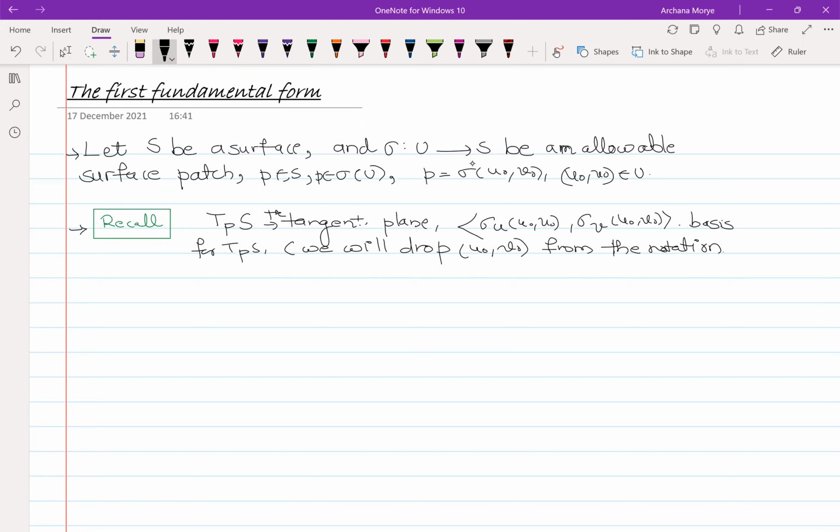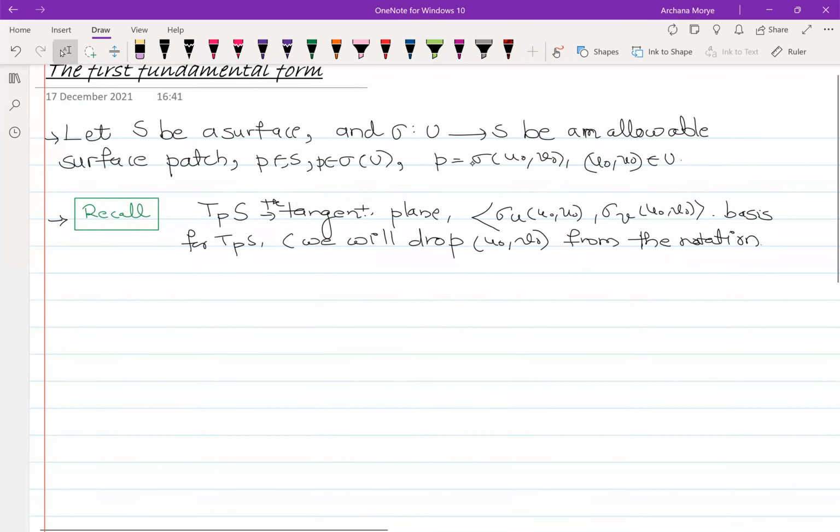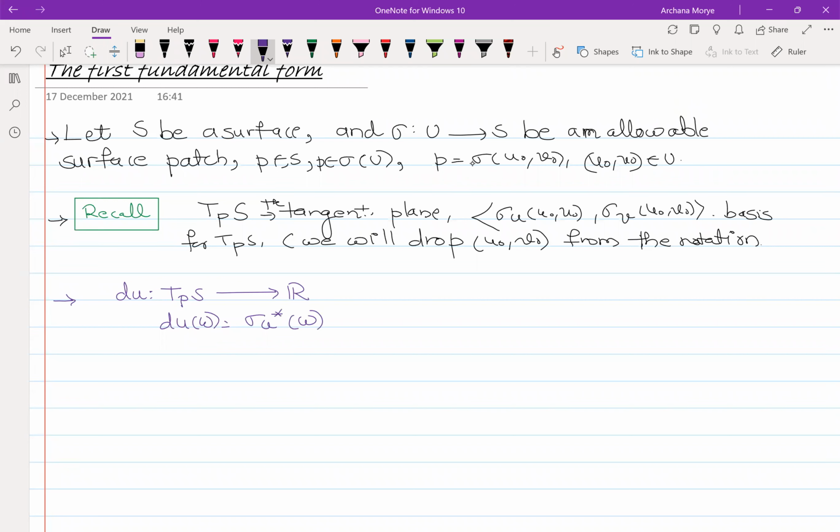Okay, so this is what we have done, and now on this I want to build up something. So let us do this one thing. Let us define this linear map from TpS to R. What is this map? This is du of W, I'm now dropping the notation, so sigma u star of W.